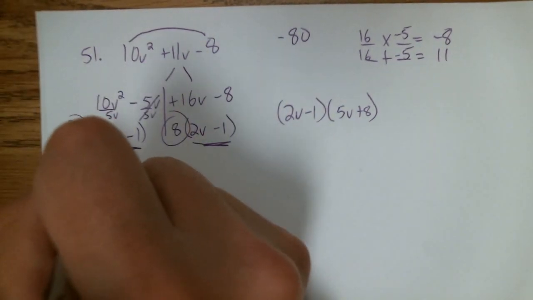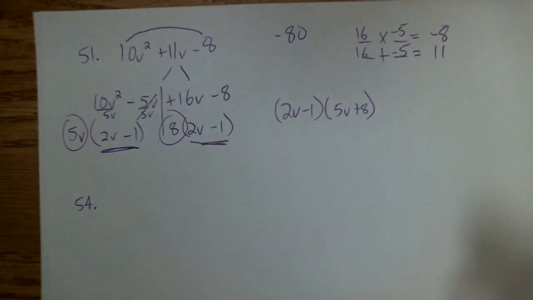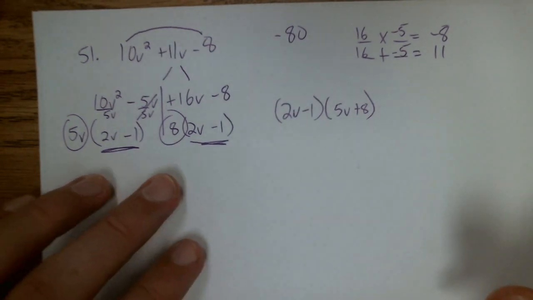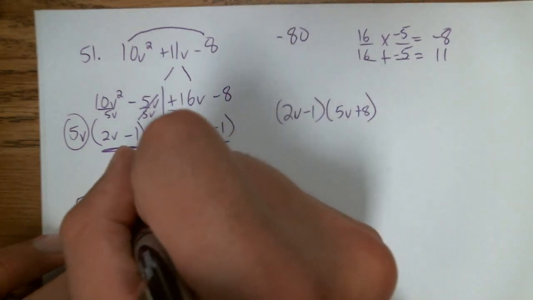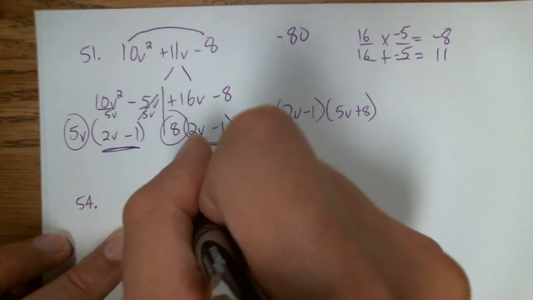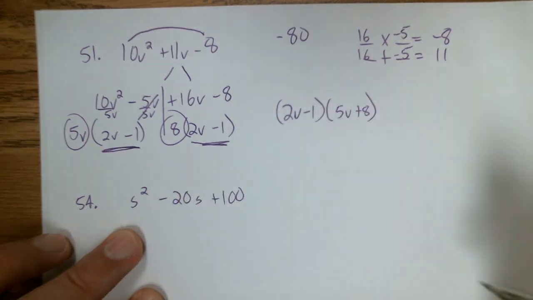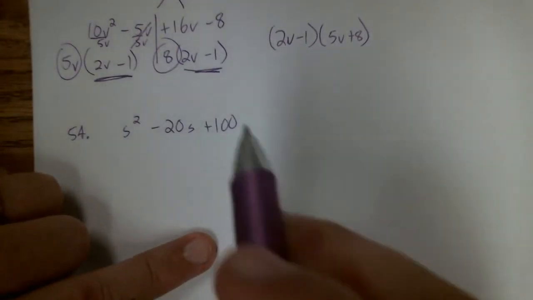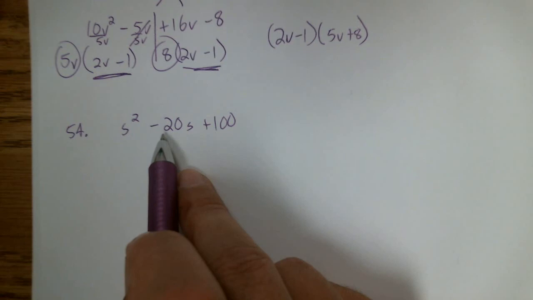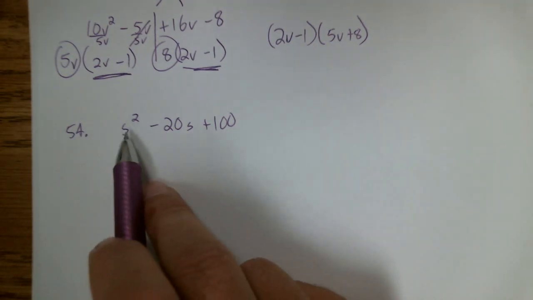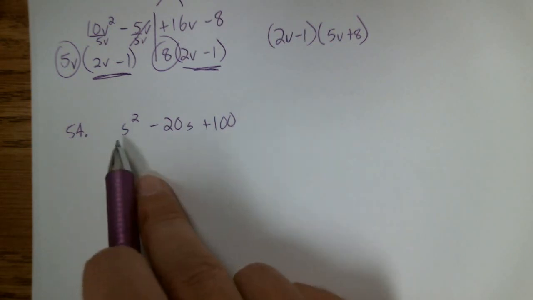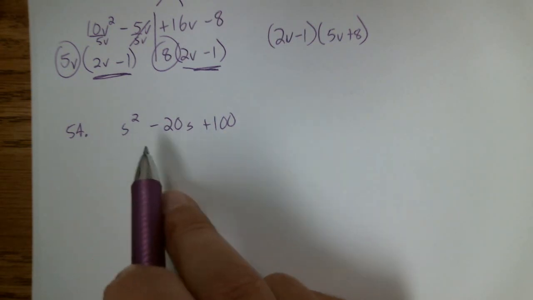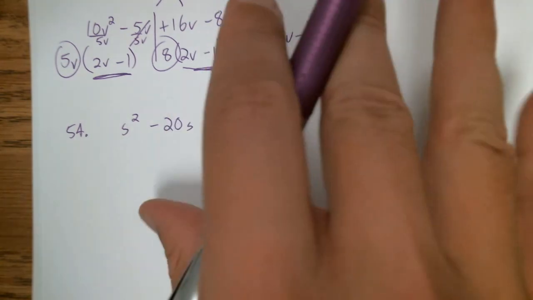Okay, 54. Numero 54. Let's see, we have s squared minus 20s plus 100. Okay, so let's see. What are the factors of 100 that add to -20? But before that, the first thing I noticed is, wait a minute, that's a perfect square. When the first and third terms are perfect squares, that ought to be a big red flag. Special case, okay?